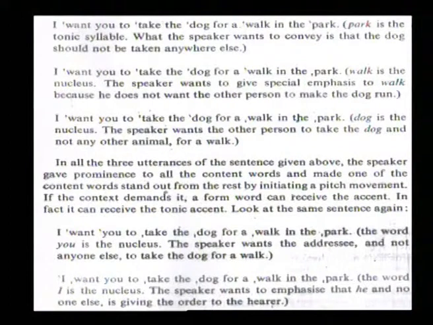We talked about it earlier. I'm talking about it again to make it clear to you that this intonation, which is related to pitch, which is related to stress, which is related to meaning conveyed, is important because the listener must understand what I'm trying to say. I want you to take the dog for a walk in the park. Remember, we talked about rhythm. See how beautifully the rhythm comes. I want you to take the dog for a walk in the park. Park is the tonic syllable.